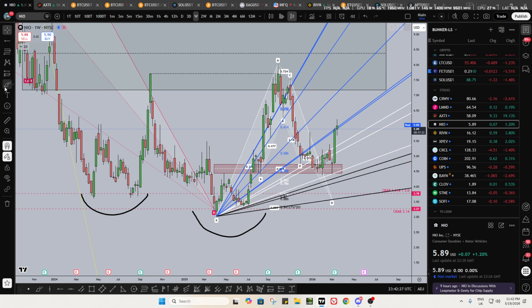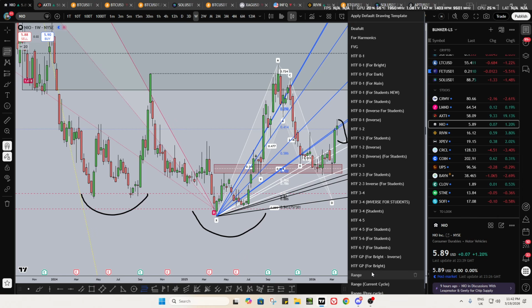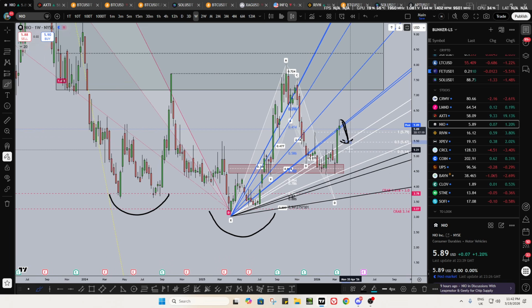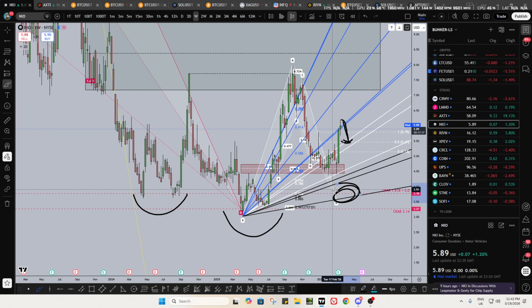So if NIO can give us a pullback and perhaps retest an area like this, $5.47, right? Something like that. You know, I'd be looking for bid opportunities on this, right? Because there's no guarantees we're going to smiley face all the way down over here. That'd be nice in terms of structure, but there's no guarantees we're going to do that before coming higher.